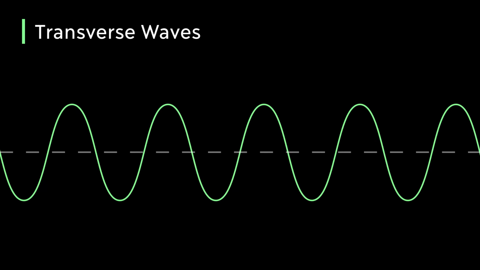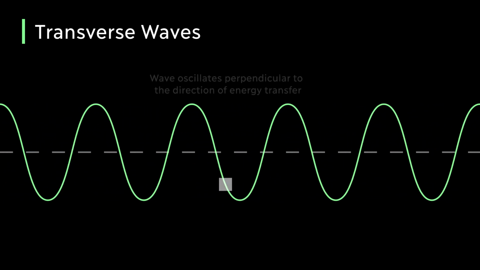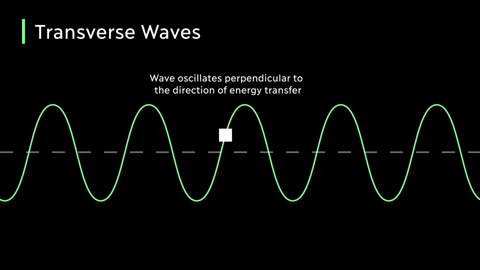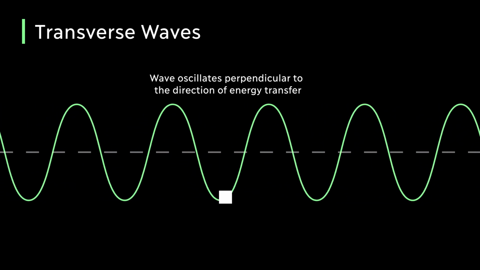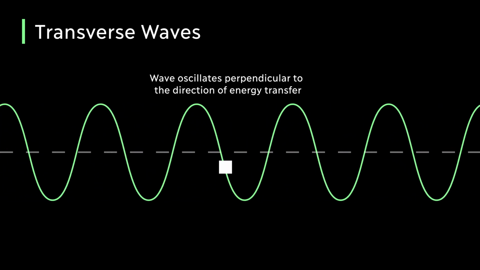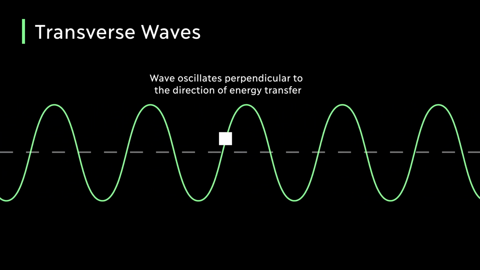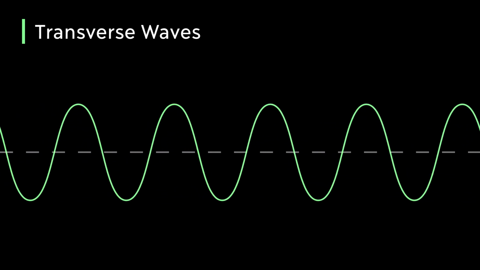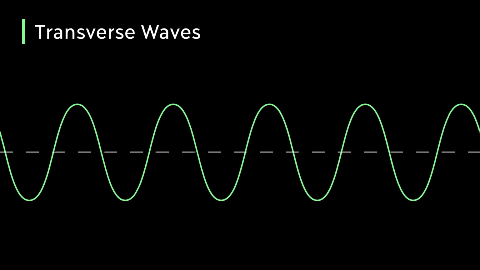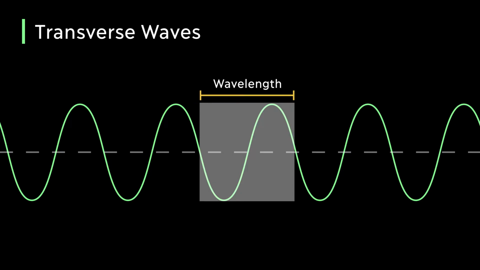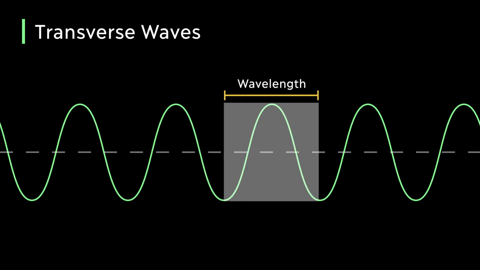If you haven't seen one already, this is what a transverse wave looks like. The wave oscillates perpendicular to the direction of energy transfer. Here, I've picked a point on the wave, and as you can see, that point only moves up and down, yet the wave is able to transfer energy towards the right. If I stop the wave for a second, we can determine the wavelength of a transverse wave by measuring the distance between two peaks, or measuring the distance between a full trough and a full peak, or measuring the distance between two troughs. A trough is just a dip in the wave.